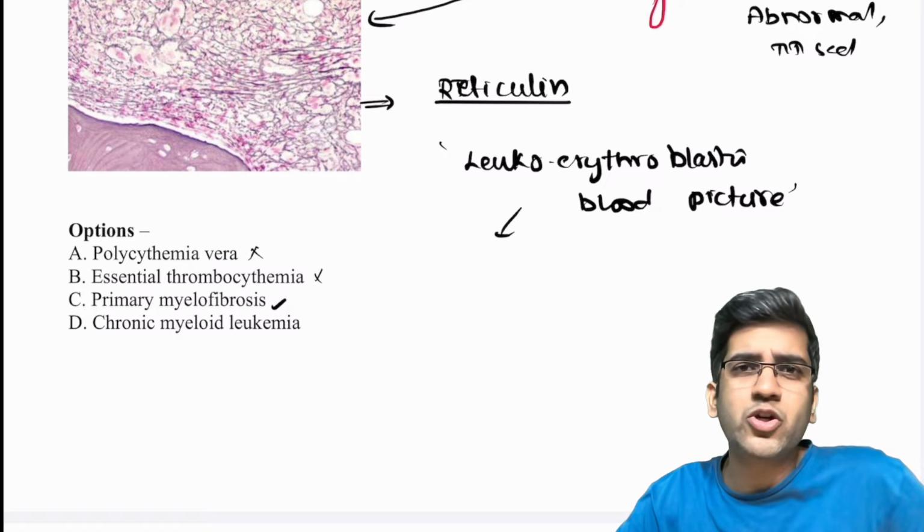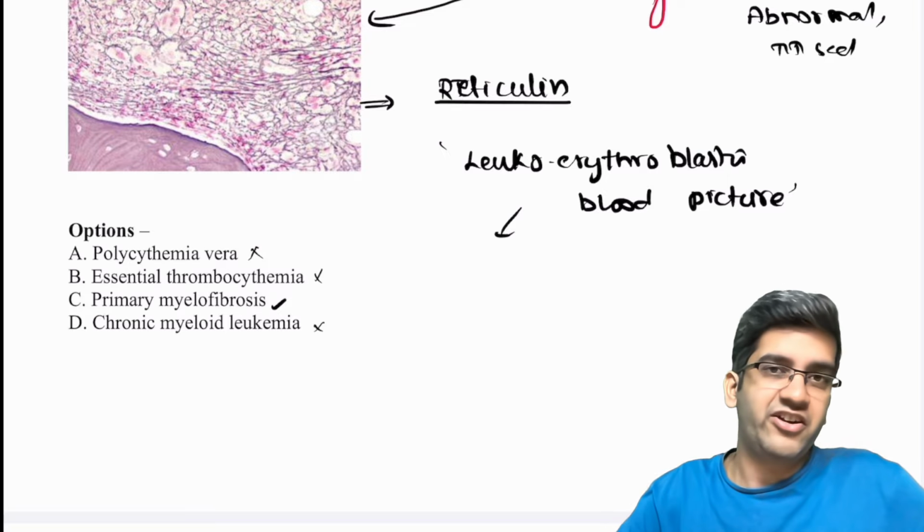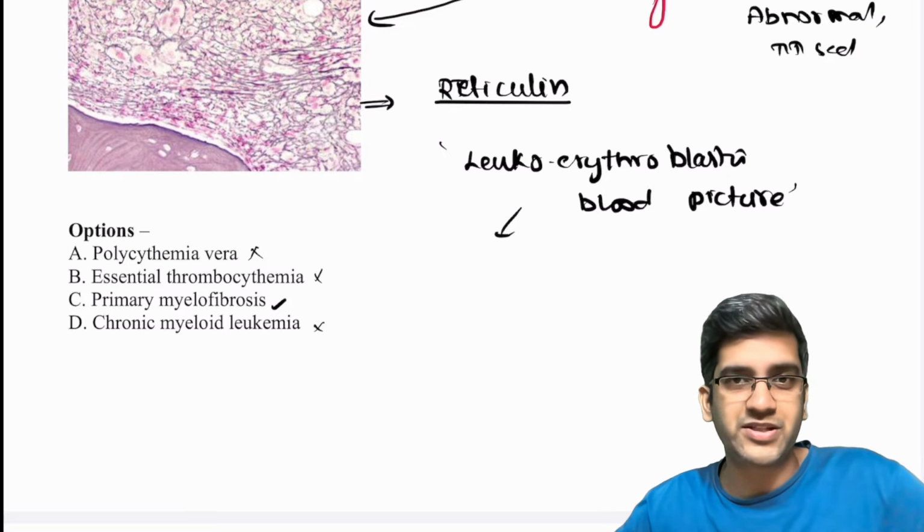Essential thrombocythemia is not going to present with anemia. It's thrombocytes, right? More and more platelet counts will be there, right? CML, definitely not. We know the classical finding of CML by default, right?